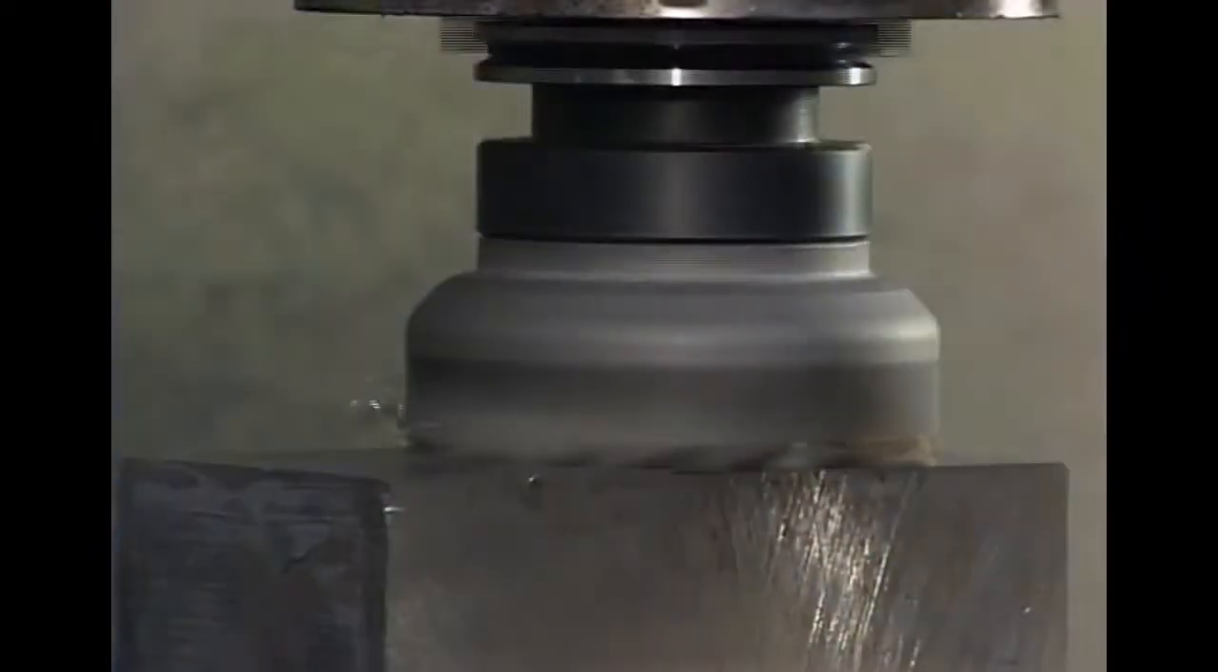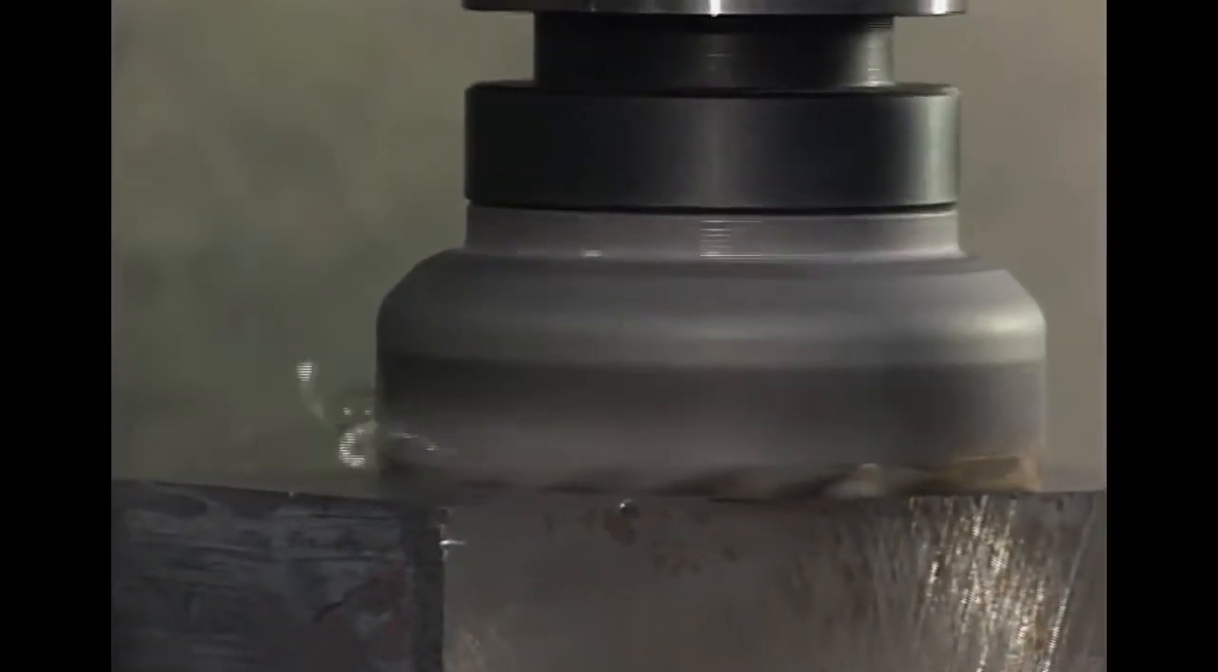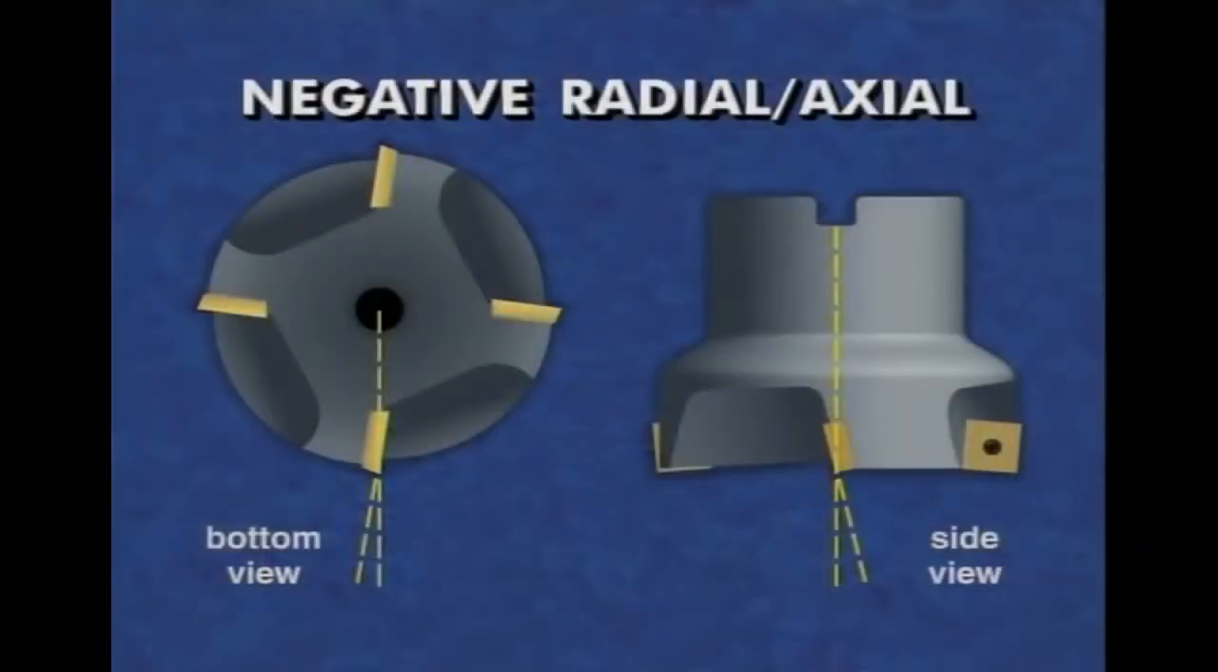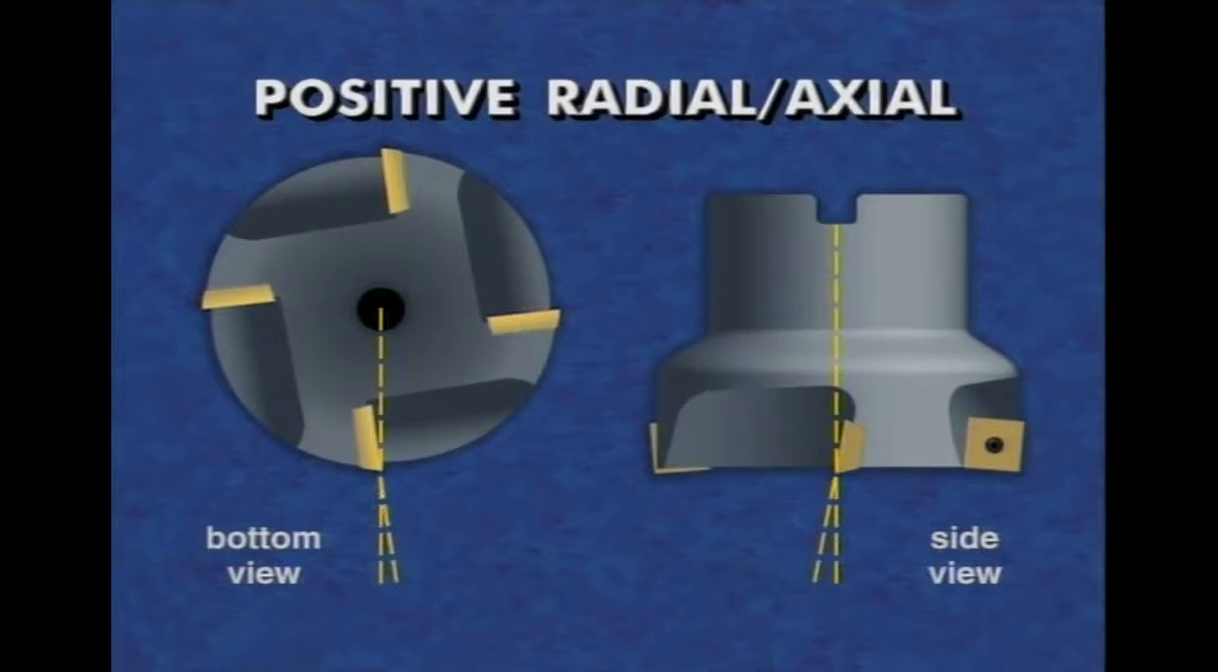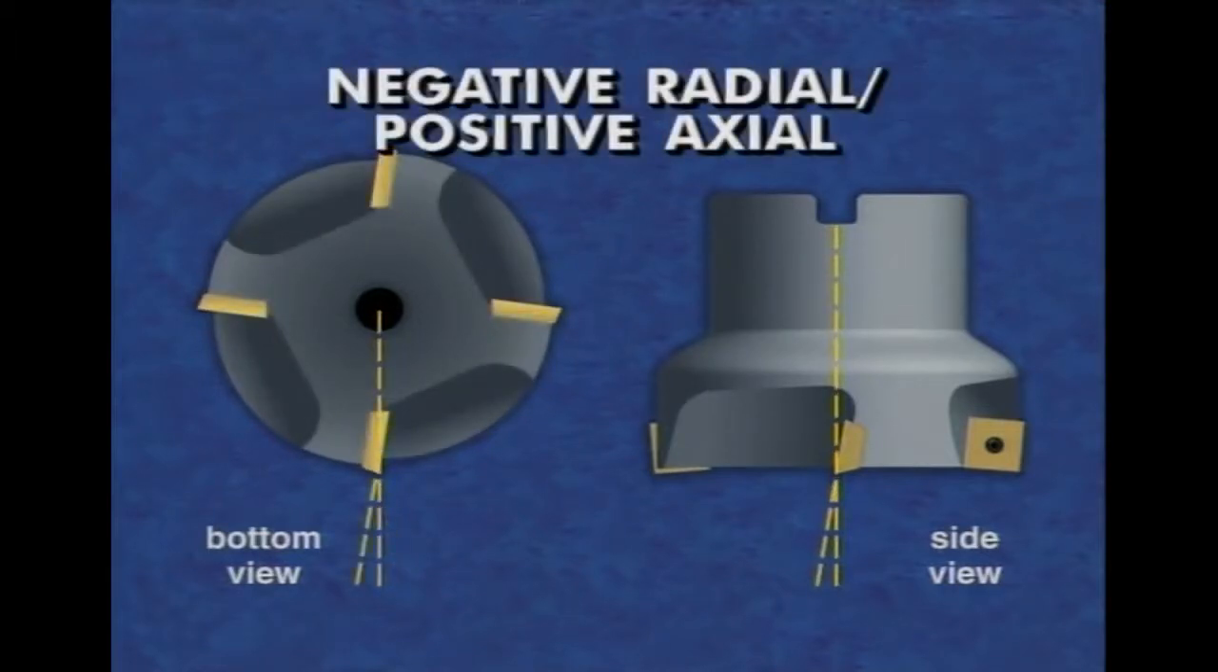The combination of axial and radial rake angles yields 3 geometries of milling cutters. Negative radial and axial, which offers the strongest edges but generates the greatest cutting forces. Positive radial and axial, which provides the freest cutting, and negative radial, positive axial, which presents a strong edge to the work but pulls the chip up.